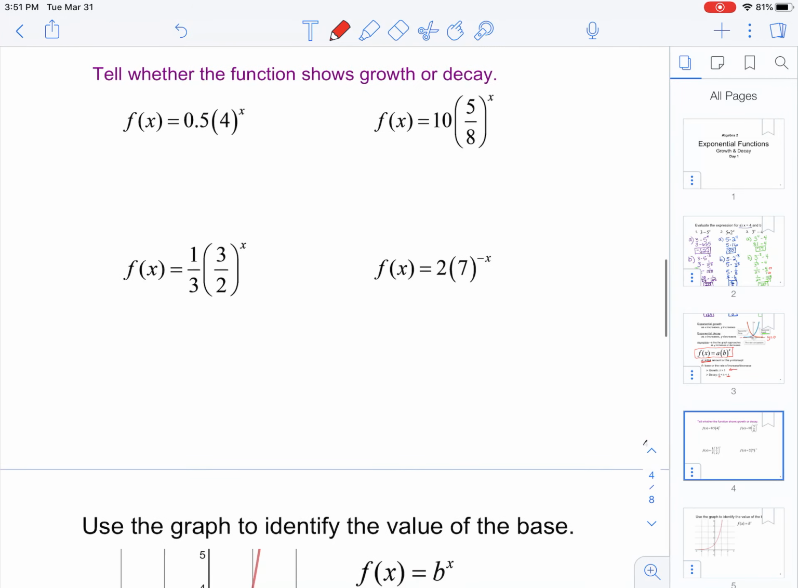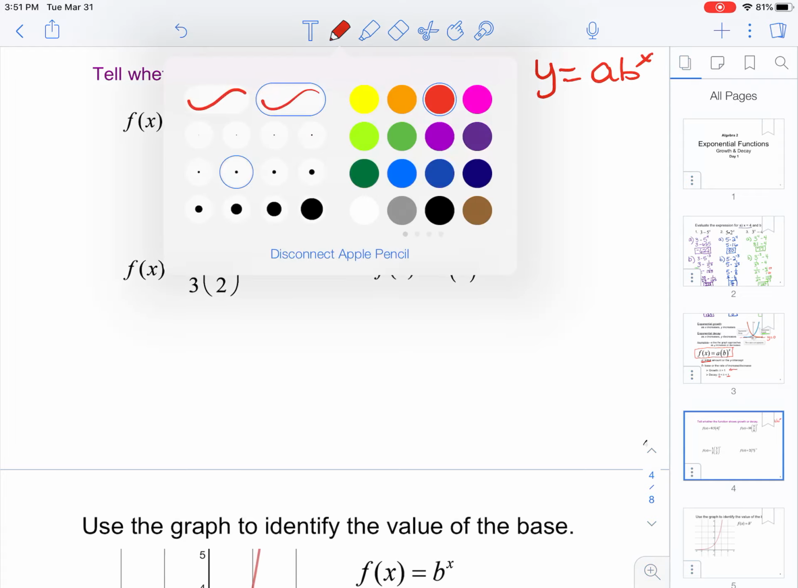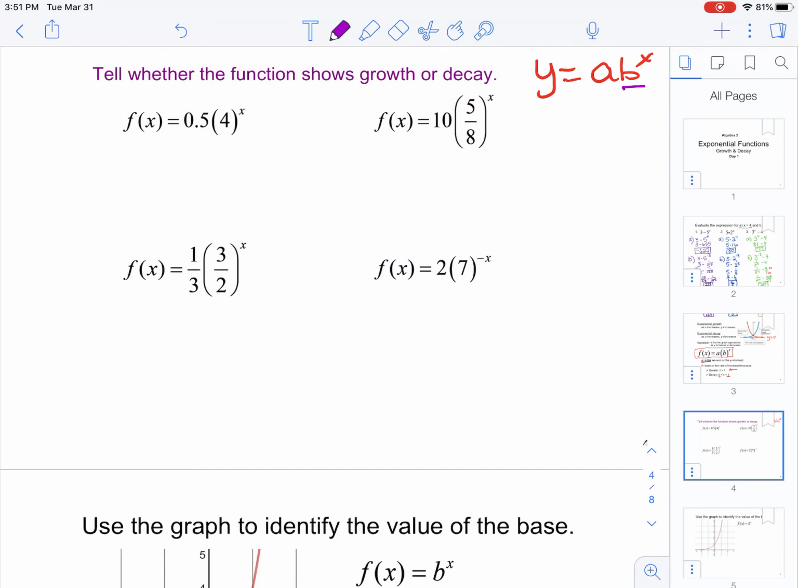All right, we have to tell whether the function grows or decays. So don't forget, we have y equals a b to the x. The only value that matters on growth or decay is that b value. I do not need the a value at all. So looking at this one, this is my a, this is my b. My b value is 4. 4 is greater than 1, so this would be a growth.